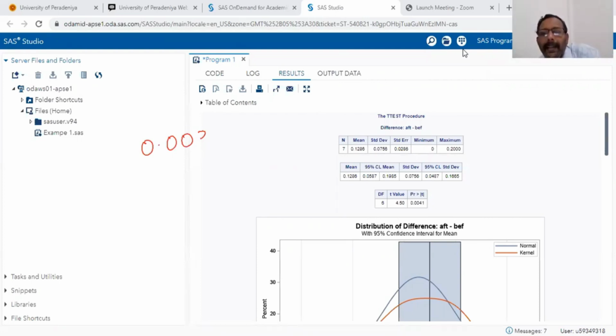No, there are two 0s. Yes, I wrote it like that. Sorry, sorry.